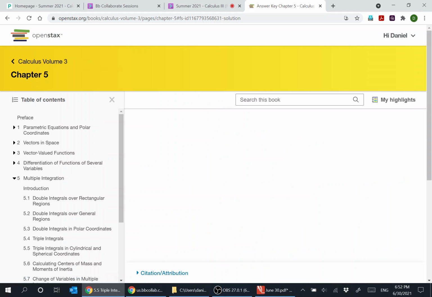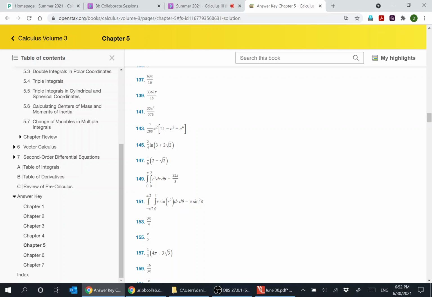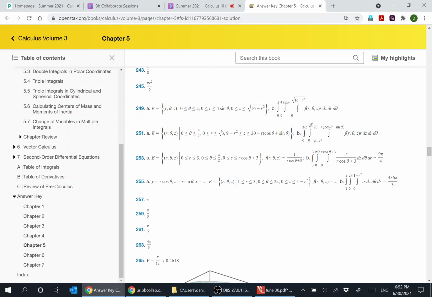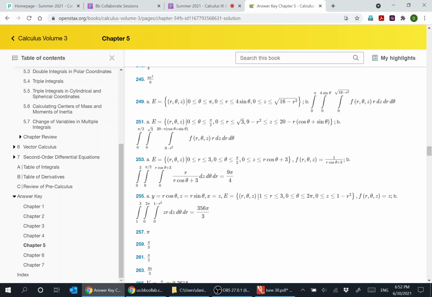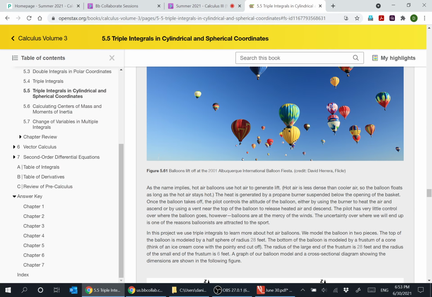The odd numbered problems are listed in the back of the book. I guess we can take a quick look there. Pi e squared over 6. Hold up there. Pi e squared over 6. Oh, I know what it is.